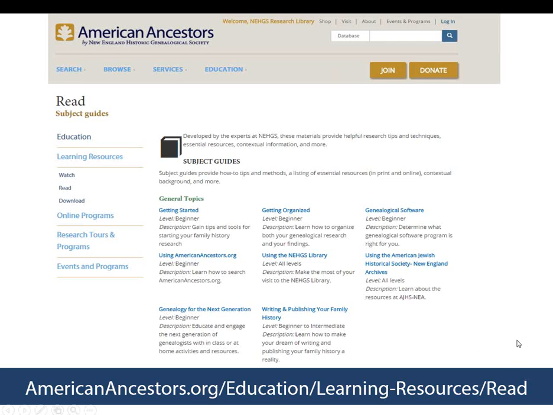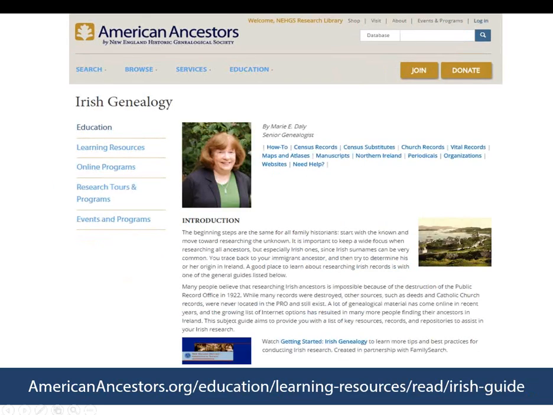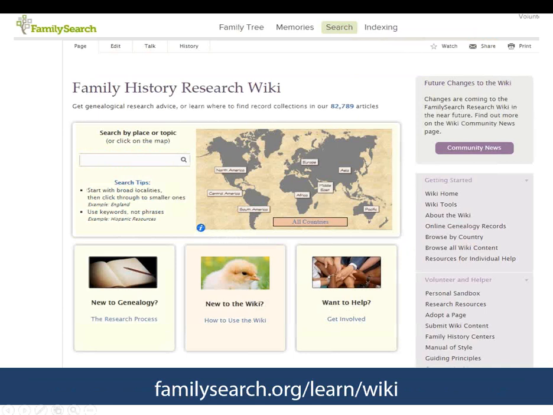But there are also ones that are available for specific record groups or specific people. So here's an example of one that we did on Irish genealogy. It was done by Marie Daly, who is the senior genealogist at the Society. She retired a few years ago, but she was the best at explaining how to do the difficult work that comes with doing Irish genealogy. So if you go to this particular page, you can learn about how to do it, the census records that exist, census substitutes, vital records. There's all sorts of links as well. So definitely worth examining.